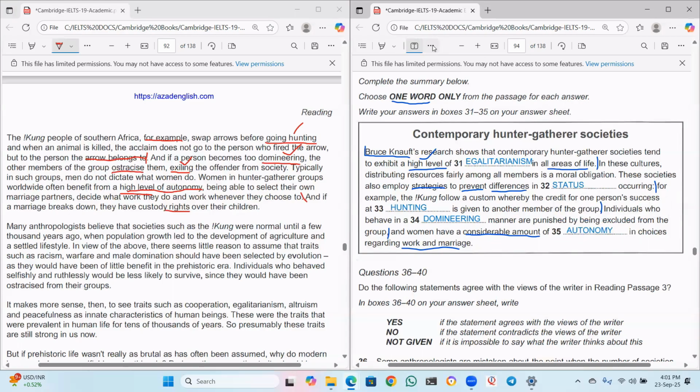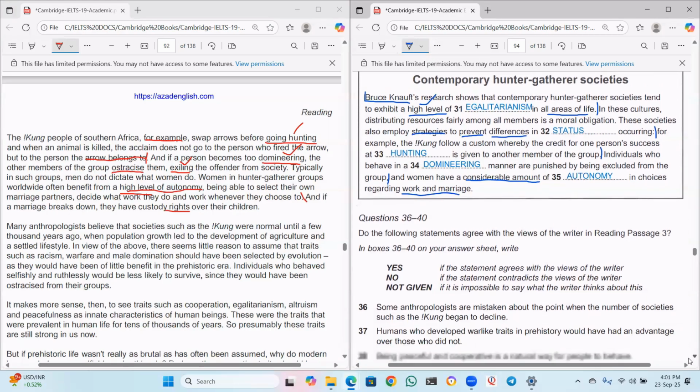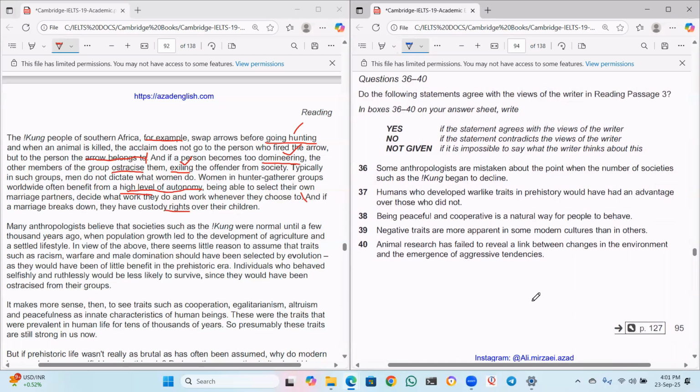Yeah. So, yeah, I think we have answered this section. Let us move to the next section. That is yes, no, not given. Okay.